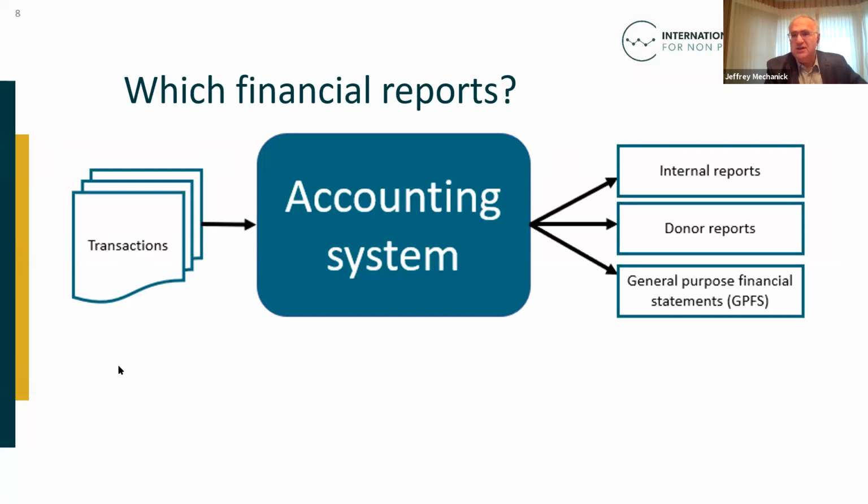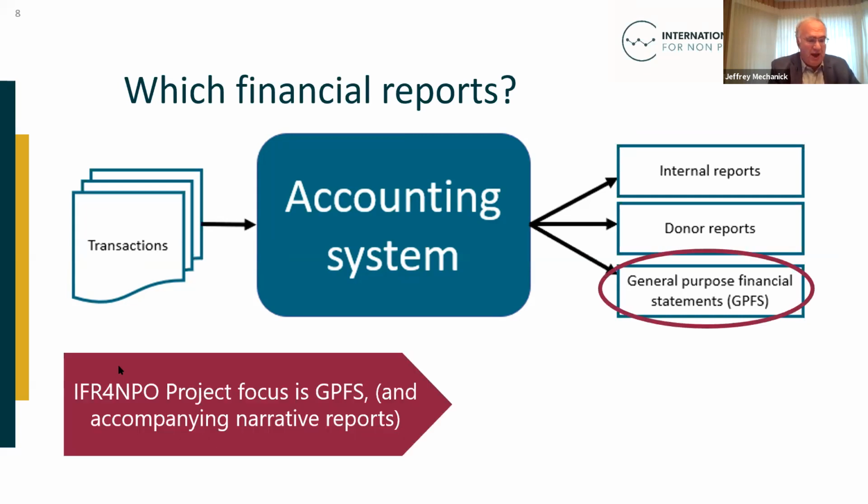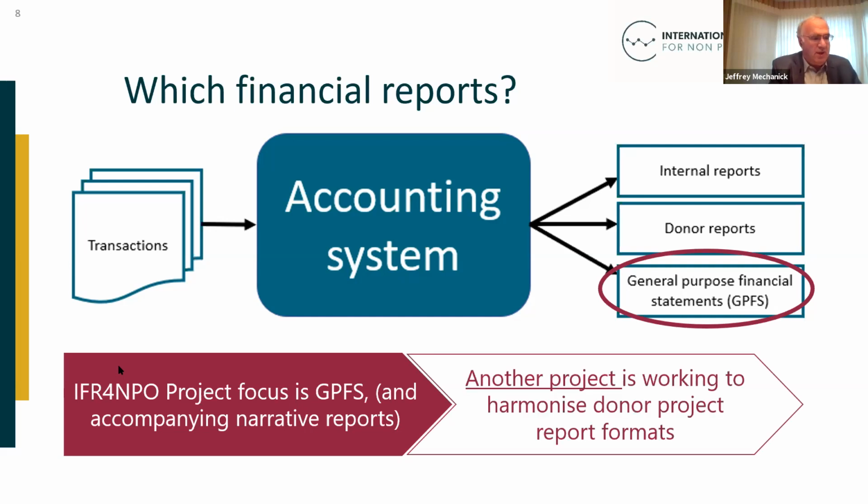All the transactions of a nonprofit organization should be entered into their accounting system, which classifies and summarizes these transactions to various financial reports. Some reports are for use by internal managers only. When NPOs implement donor-funded projects, they're often required to produce special purpose reports specifically for that donor about the project. And every year, the organization produces its annual audited financial statements, which are also known as general purpose financial statements. Now, these all come from the same accounting system, at least ideally. The IFR for NPO project is focusing on the general purpose financial statements and any accompanying narrative reports. Of course, the different types of reports are connected because they're created from the same source transactions, or some of them, and the same accounting system. Humentum is also working on another project to harmonize donor project reporting formats, which is connected but different.